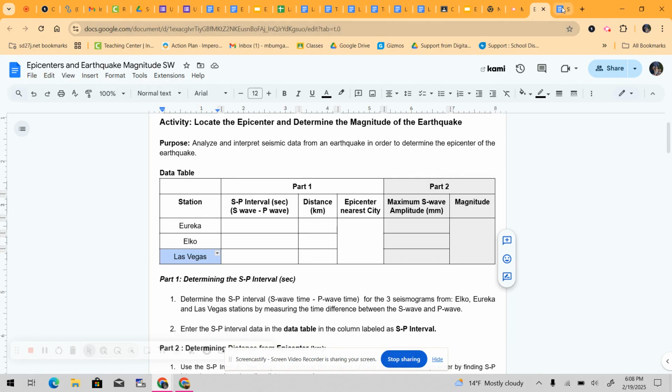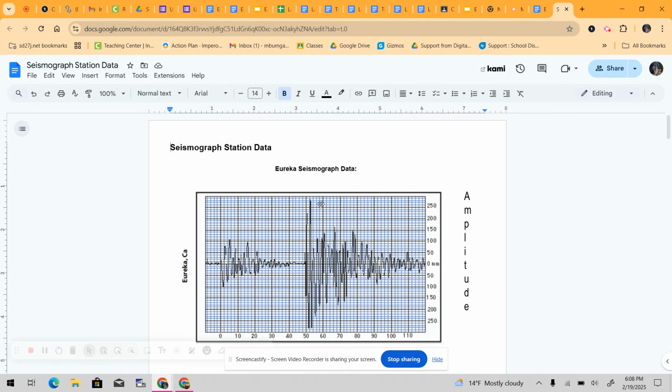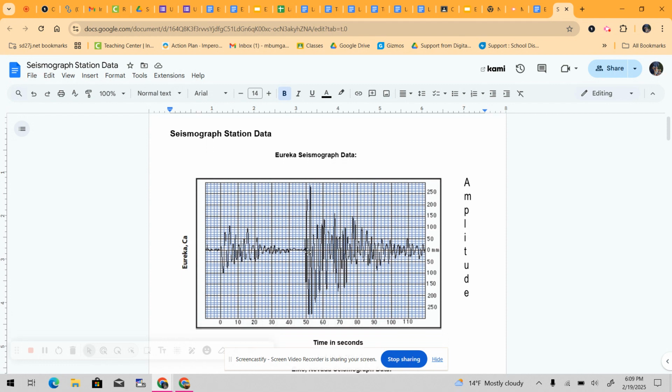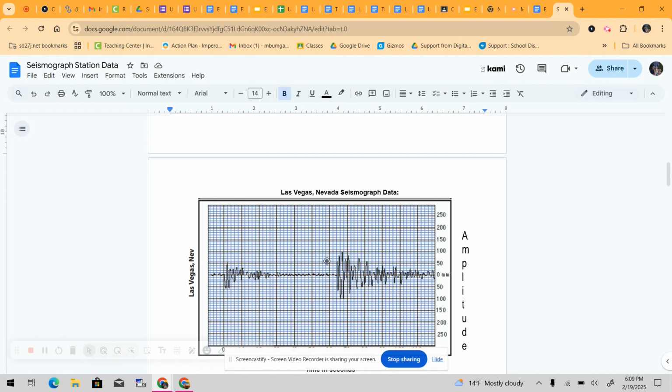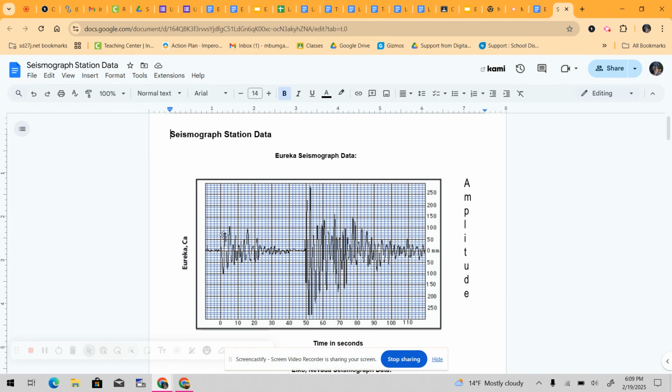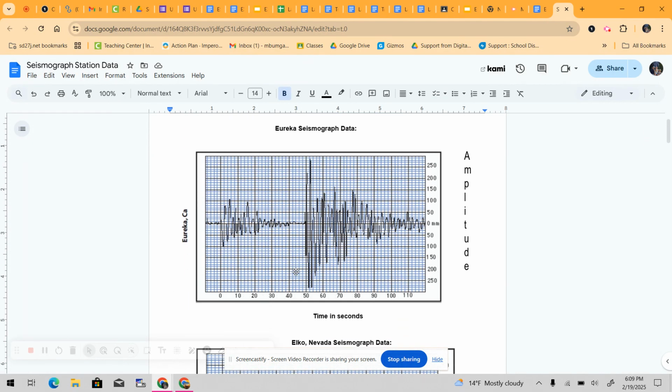In order to do this, you will need your earthquake data packet. It looks like this and starts with seismograph station data for Eureka, Elko, and then Las Vegas. So we're going to do this first one together, Eureka.